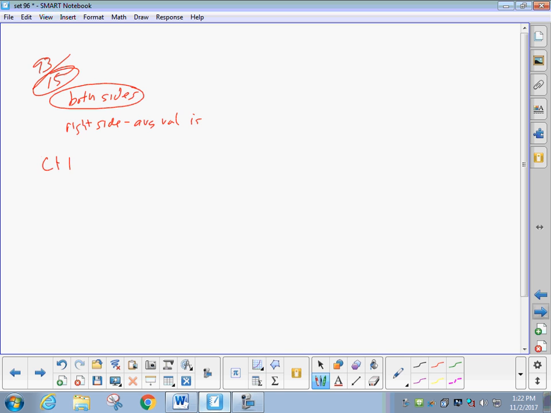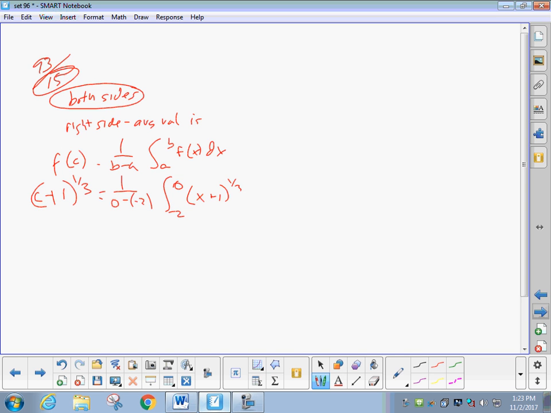So let's go through it. C plus 1 to the 1/3 equals 1 over B minus A. Actually, I'm using a mixture of two different forms. You don't need to write the general every time. I just, by habit, do. So for this problem, I believe people had an issue in the evaluating. The antiderivative was not the issue, the evaluating.